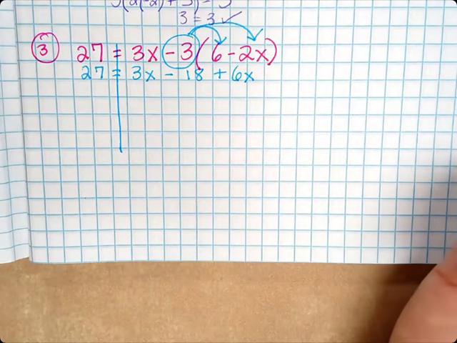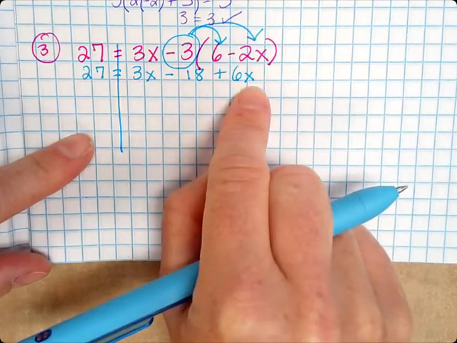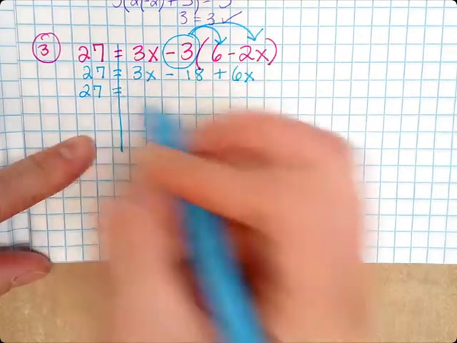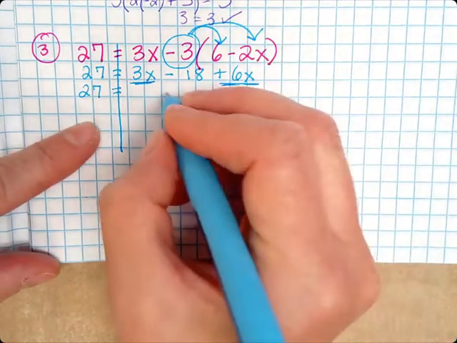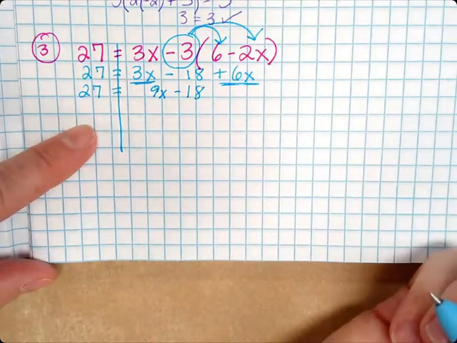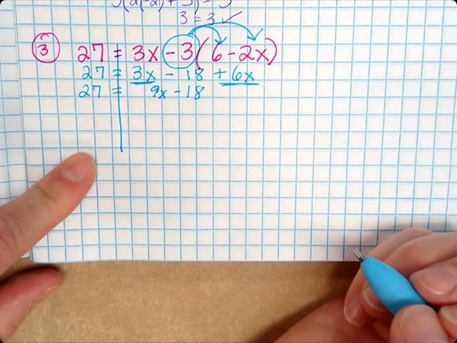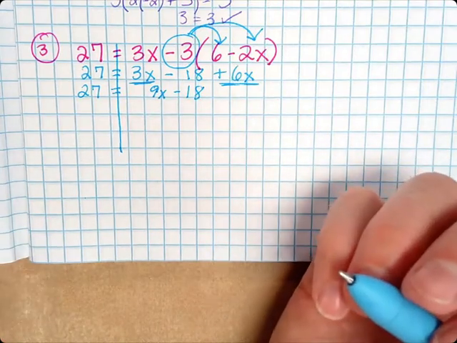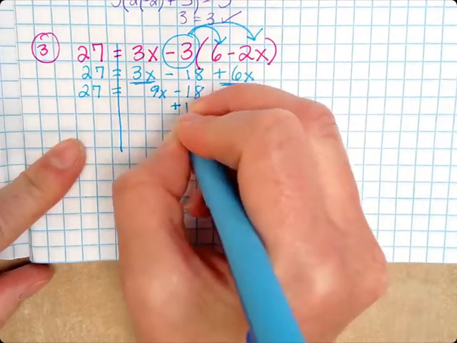All right, so I've distributed. I still need to simplify because if you look on the right side, I have a 3x and a 6x that need to be combined. So I carry down the 27 equals, let's combine 6x and 3x, making it 9x minus 18. So it's completely simplified. Now I need to get x by itself. So I need to move this negative 18 to the other side by doing the opposite. So plus 18.